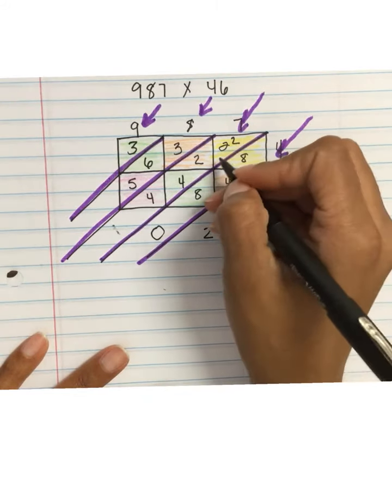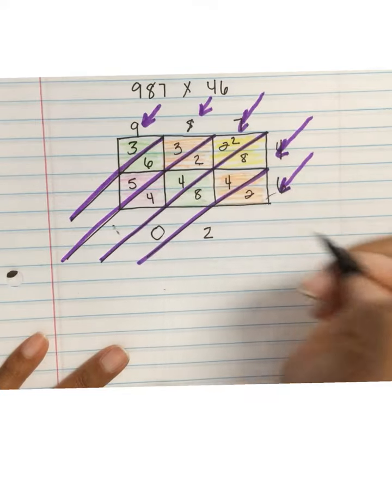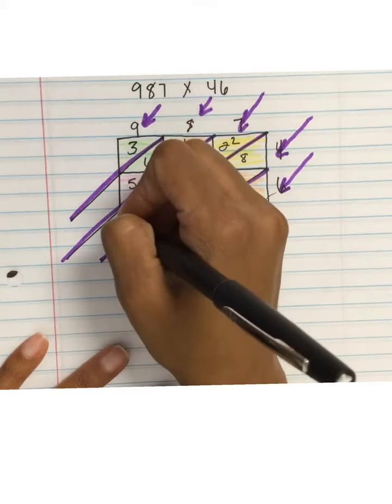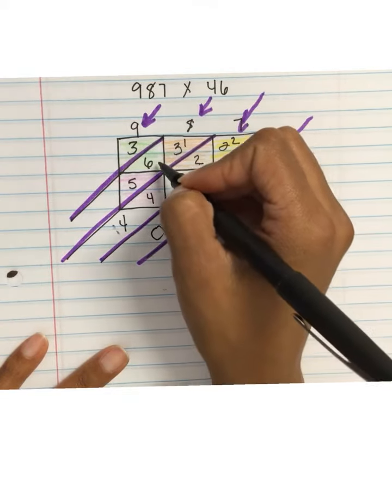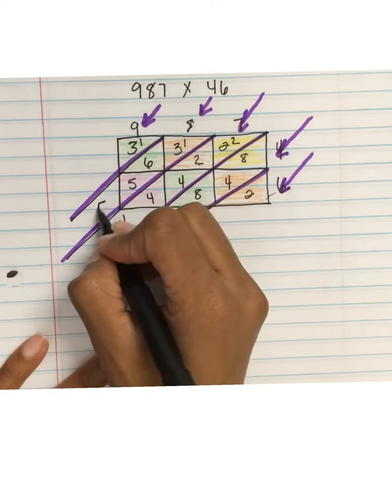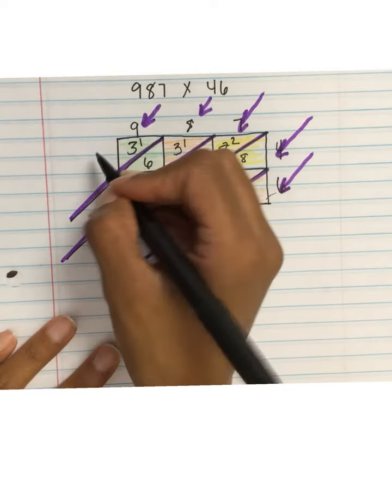Here we have 2 plus 2 plus 2 plus 4 plus 4, and that is 14. 1 plus 3 plus 6 plus 5 is 15. And then 3 plus 1 is 4.